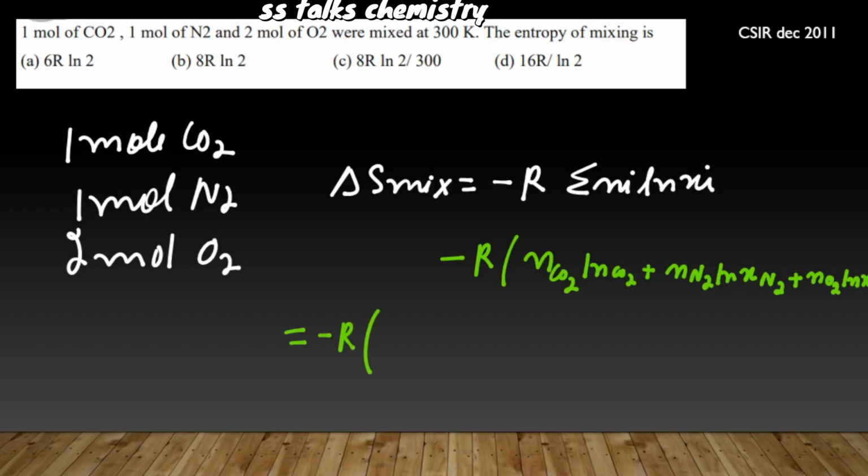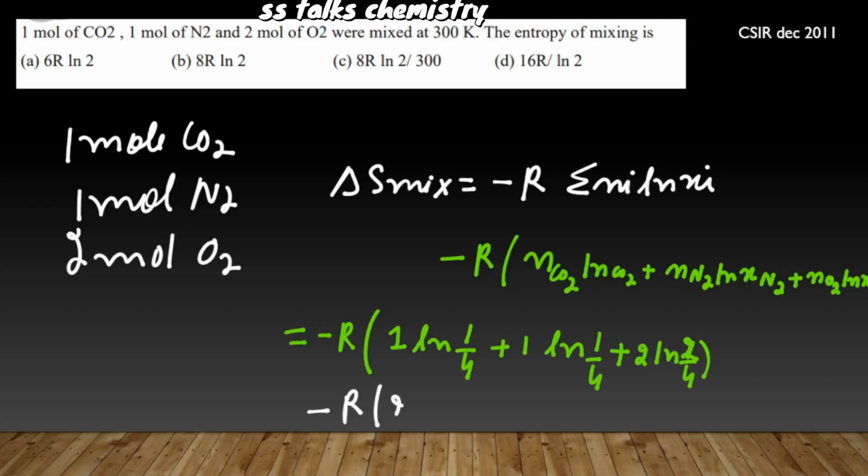Now the number of moles of CO2 we have is 1, into ln of 1 upon 4, plus 1 into ln of 1 by 4, plus 2 into ln of 2 by 4. These are the values we are getting. So on solving, it becomes minus R into 2 times ln of 1 by 4 plus 2 times ln of 1 by 2.